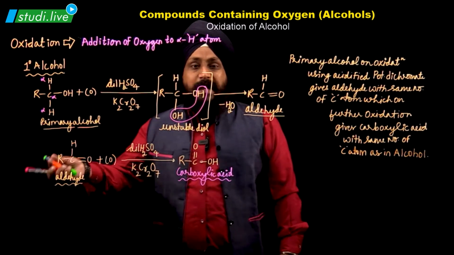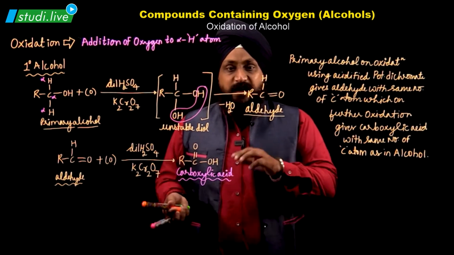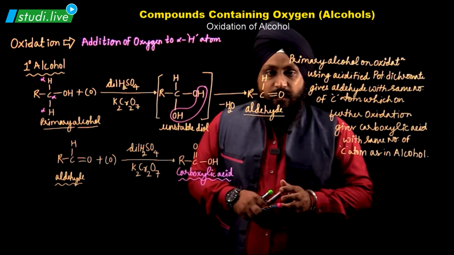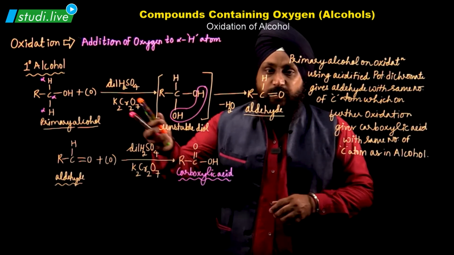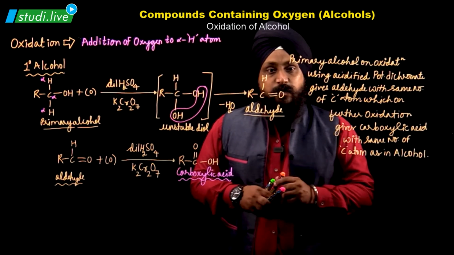You say primary alcohol oxidation is going to give you aldehyde with the same number of carbon atoms, and aldehyde on oxidation is going to give you carboxylic acid with the same number of carbon atoms. Okay, the number of carbon atoms in carboxylic acid and primary alcohol is going to be the same. So students, this is what we have learned.